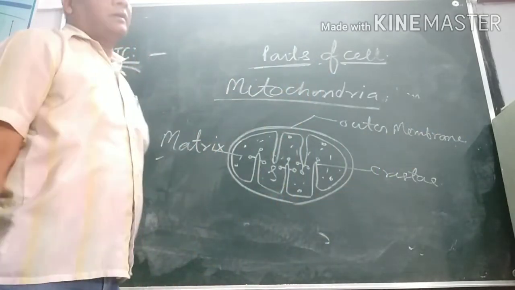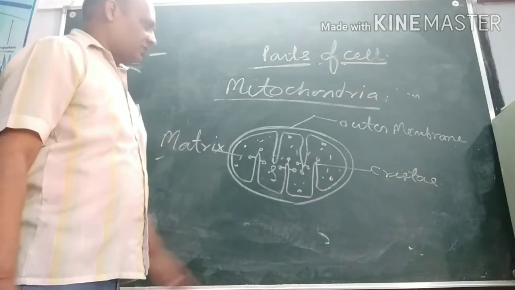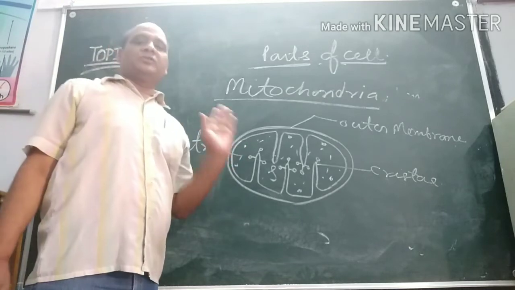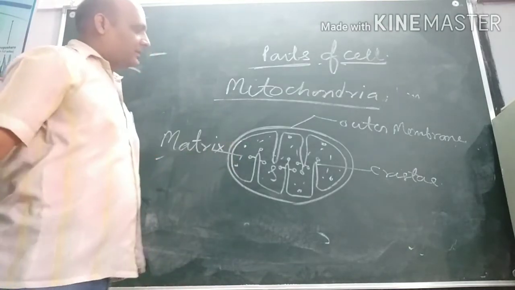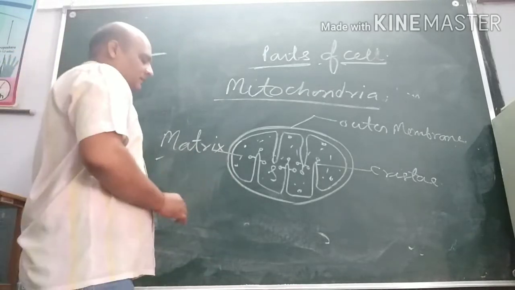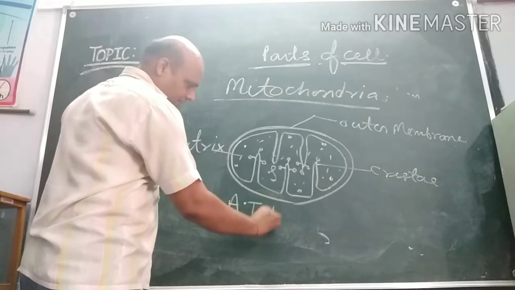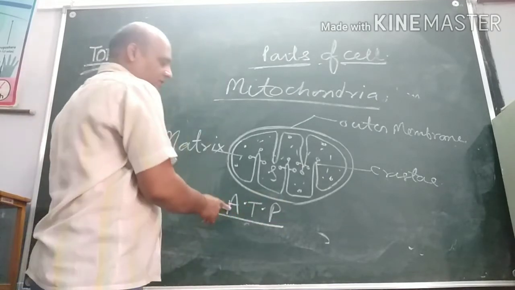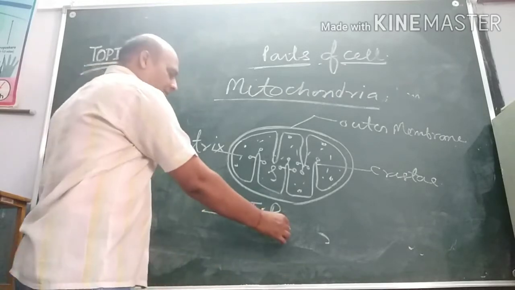Function of mitochondria: the mitochondria help in the oxidation of food and produce energy, so they are known as the powerhouse of the cell. The energy formed in the mitochondria is chemical energy known as ATP, adenosine triphosphate. The energy is stored in the bonds.